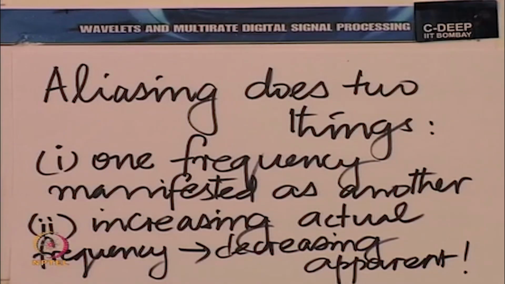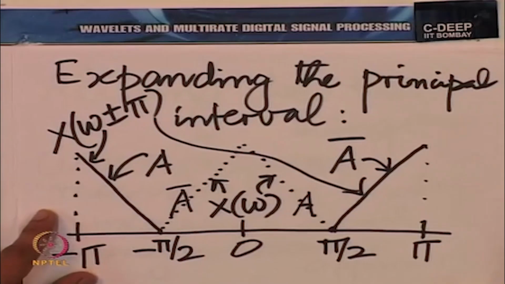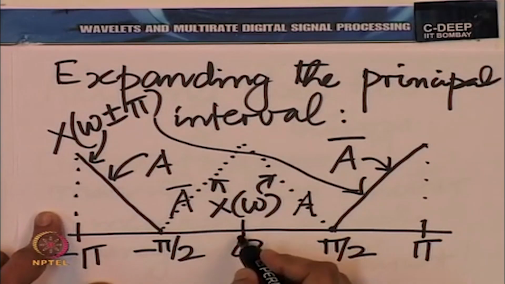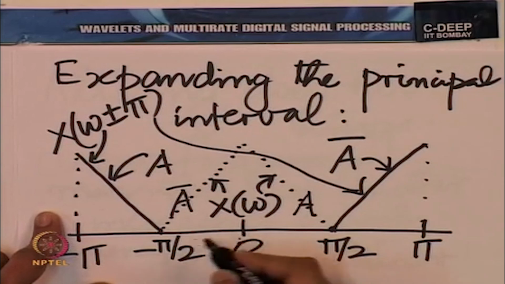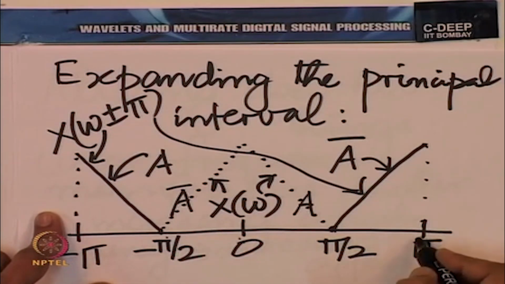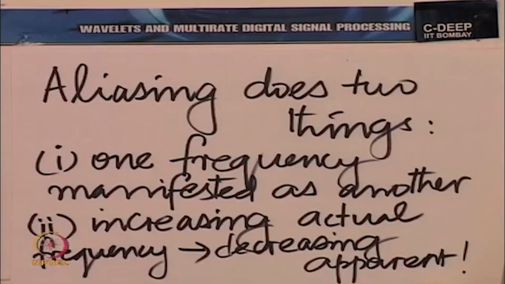So, in fact, just to emphasize, let me put back before you and stress this point. As you increase the frequency from 0 to pi by 2 here, the frequency appears to decrease from pi to pi by 2 there. Now, the first thing we have to do if we want perfect reconstruction is to do away with aliasing. So, we put down a condition for aliasing cancellation.